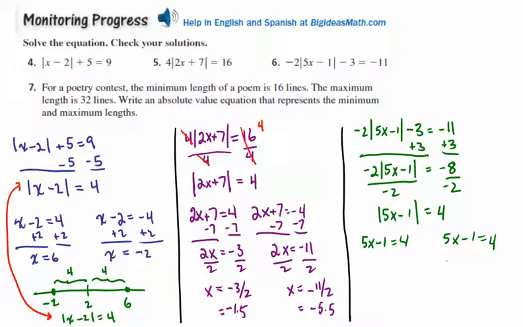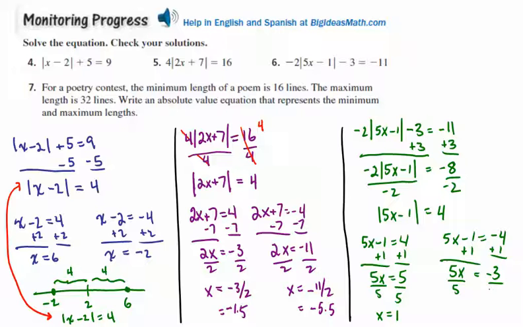5x minus 1 is equal to 4, and 5x minus 1 is equal to negative 4. Adding 1 on both sides, we end up with 5x equals 5. Divide by 5. X equals 1. For the other, add 1 to both sides. We get 5x is equal to negative 3. Divide by 5, and x is negative 3 over 5, or negative 0.6, and that's going to be sufficient for that answer.